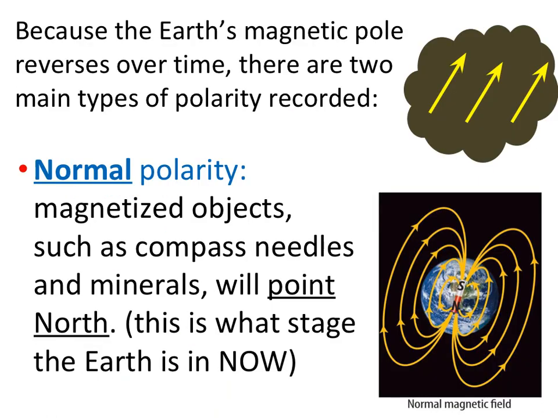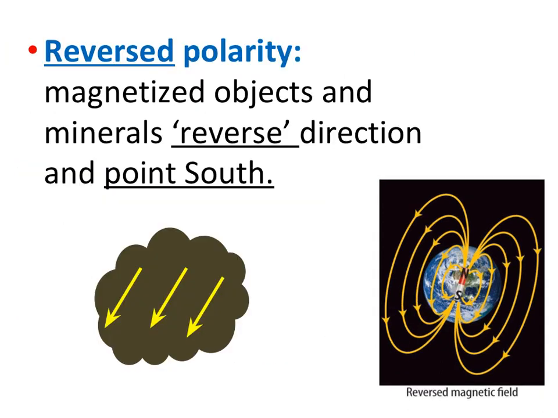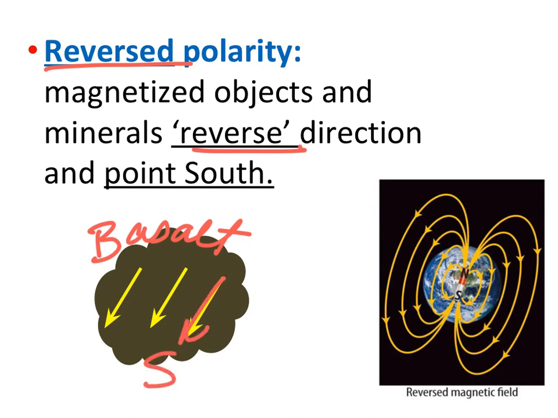Like we mentioned previously, there are two types of polarity, because the Earth's magnetic field can actually switch or reverse over time. Normal polarity is recorded when objects have minerals that point towards the north. And again, that is currently what the Earth is now, so we've given it the name normal polarity. We see that the minerals inside the rock, like this basalt example, point towards the north. During times of reversed polarity, the magnetized objects, or again, the basalt, have minerals that point in the reverse direction, which is of course the south, the opposite of what we normally see.